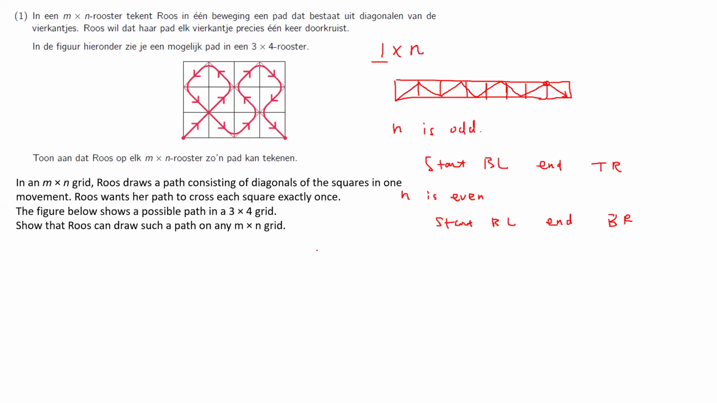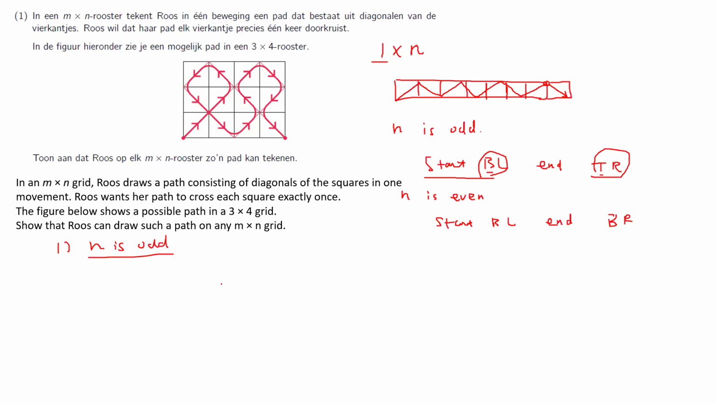If we have m rows, we try to separate the cases into 3 subcases. Case 1 is when n is odd. Because when n is odd, we know that the path starts from the bottom left and will end at the top right. So it starts from the bottom and ends at the top.